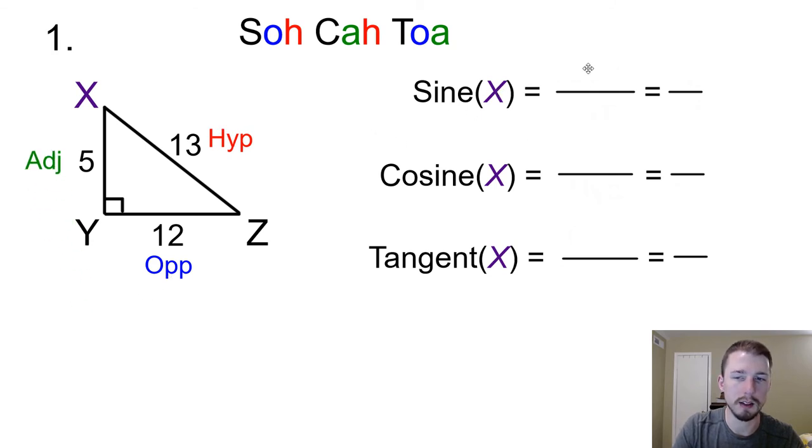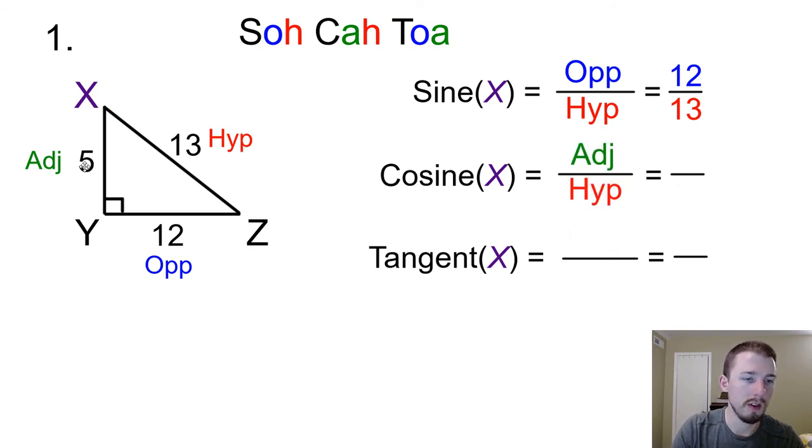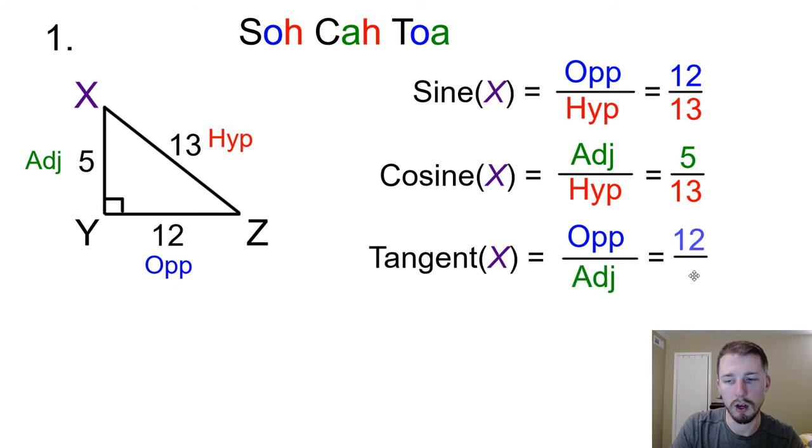So the sine of x is going to be the opposite over the hypotenuse, which is 12 over 13. The cosine of x is the adjacent over the hypotenuse. So now the adjacent would be 5 and the hypotenuse is 13, so that would be 5 over 13. And then the tangent ratio would be the opposite over the adjacent, which is going to be 12 over 5. If you notice, all three trig functions are just relating two different sides together. You have the opposite and hypotenuse, the adjacent and hypotenuse, and then the opposite and adjacent.